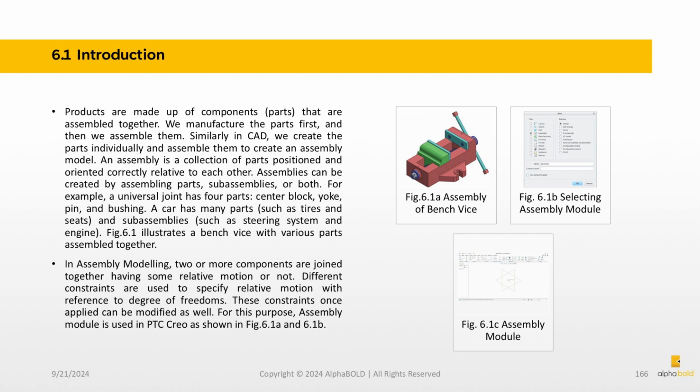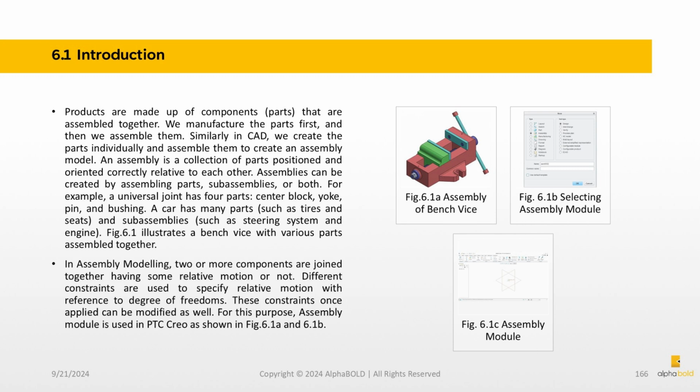An assembly is a collection of parts positioned and oriented correctly relative to each other. Assemblies can be created by assembling parts, subassemblies, or both. For example, a universal joint has 4 parts: center block, yoke, pin, and bushing. A car has many parts, such as tires and seats, and subassemblies, such as steering system and engine.